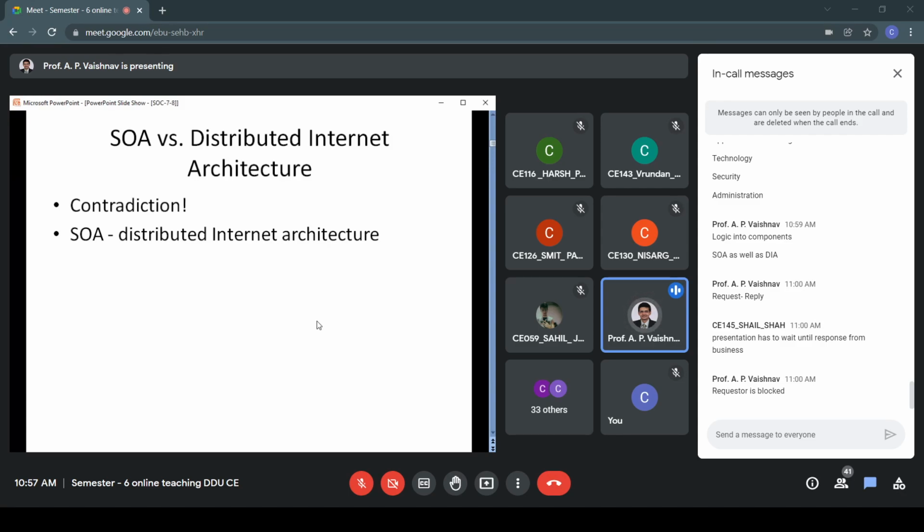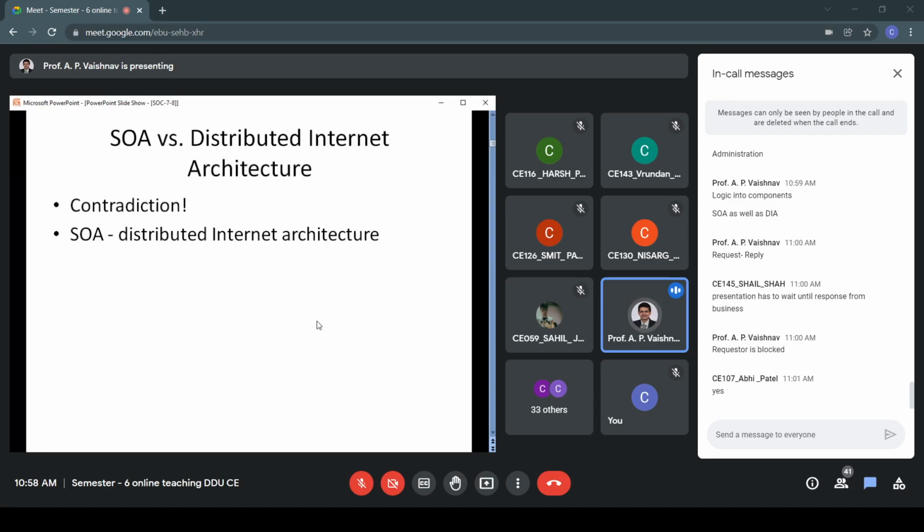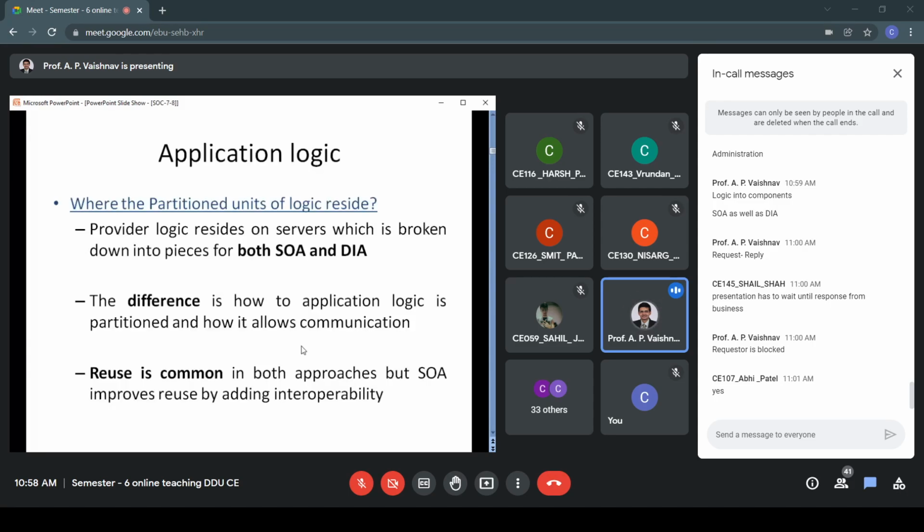So that was the basic problem, because it only supported synchronous communication. So like this, we have to compare. This is one example of a comparison point. So how application logic is divided, that is the first difference, and then how it allows communication. That we'll answer in the next slide. In both the cases, we focus on reuse. So again, this is a common point. As I said, SOA and DIA have some common things, some different things. So we'll try to find out both.